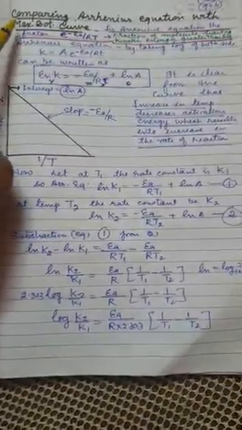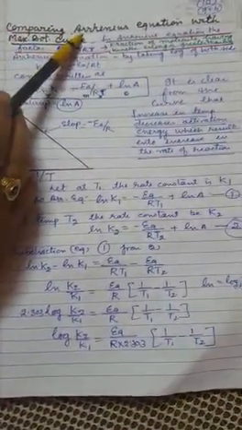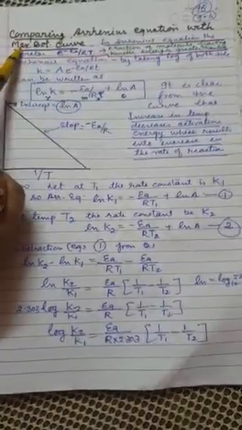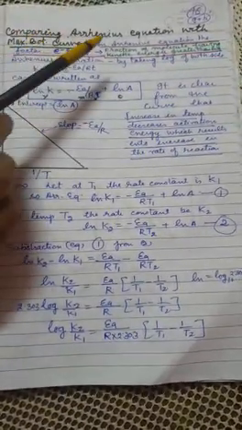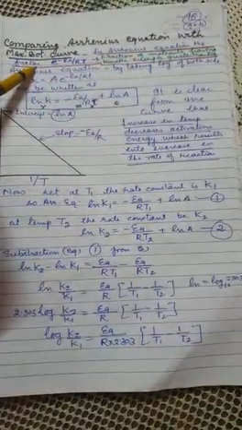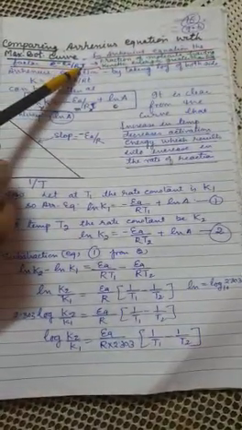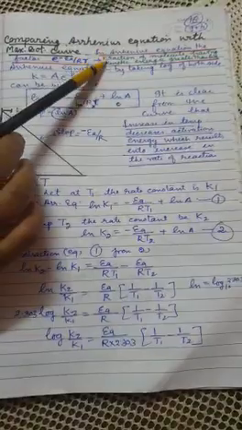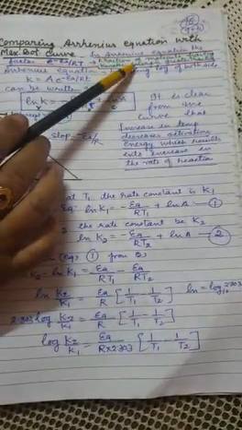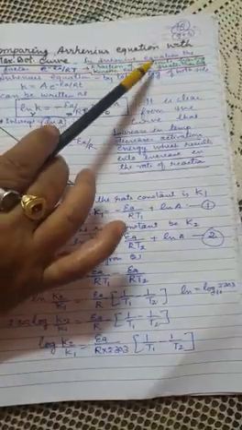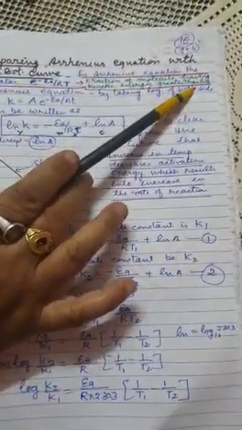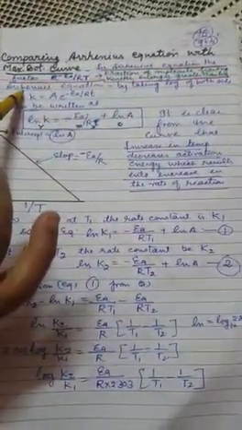Or compare the Arrhenius equation with the energy distribution curve given by Maxwell and Boltzmann. In the Arrhenius equation, we have seen k is equal to A exponential of minus Ea upon RT. Now here, e to the power minus Ea upon RT is the fraction of molecules having kinetic energy greater than activation energy. This fraction is shown in the graph.